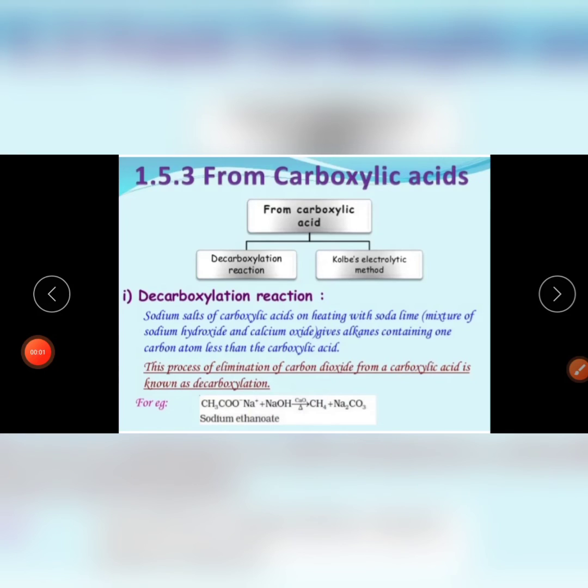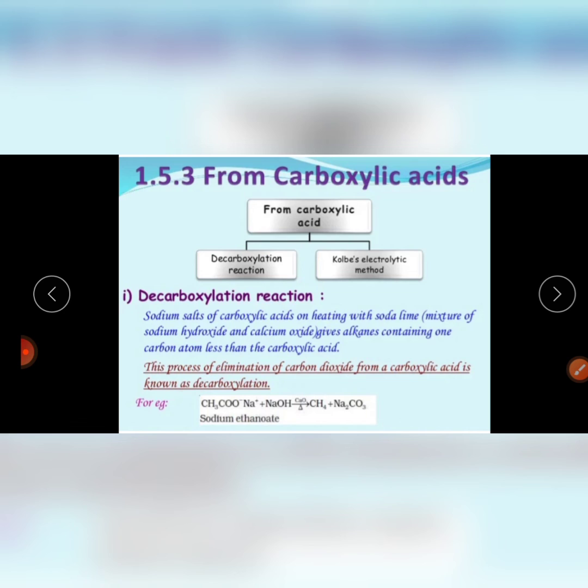So the next method of preparation is from carboxylic acid, and from carboxylic acid we have two methods. One is the decarboxylation reaction and the second is the Kolbe electrolytic method. In the decarboxylation reaction, we take sodium salts of carboxylic acid and heat them with soda lime, which is basically a mixture of sodium hydroxide and calcium oxide, which gives an alkane containing one carbon atom less than the carboxylic acid used. And this process of elimination of carbon dioxide from the carboxylic acid is known as the decarboxylation reaction.